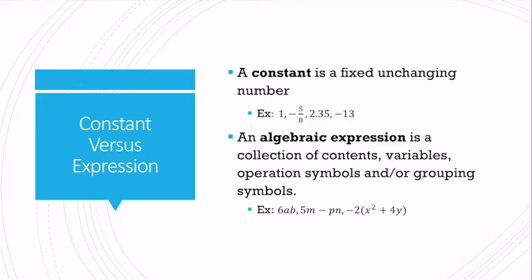When we're working with mathematical expressions and equations, I'd like you to keep in mind that a constant is a fixed, unchanging number, right? So something like 1, a fraction, a decimal, negative 13, an integer. An algebraic expression is a collection of constants, variables, operation symbols, and/or grouping symbols. So I've got some constant. If it's in front of a variable, we tend to call it a coefficient. And it's called an expression because it's a collection of terms, but it doesn't have an equal sign.